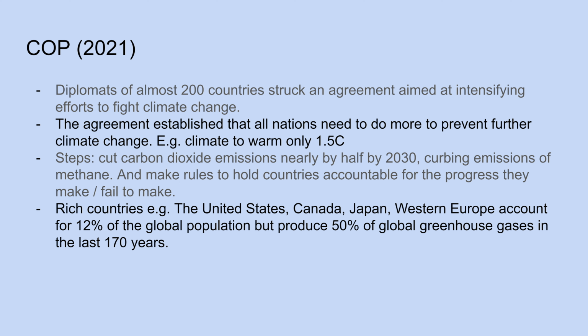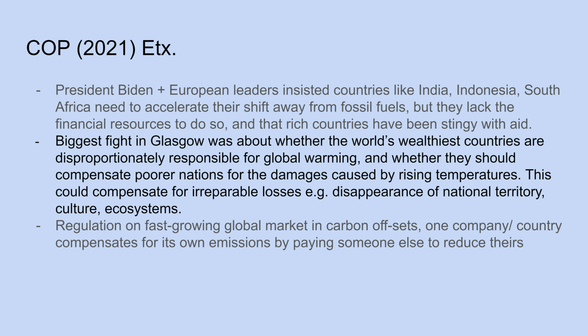The biggest fight in Glasgow was about whether the world's wealthiest countries are disproportionately responsible for global warming, and whether they should compensate poorer nations for the damages caused by rising temperatures. This could compensate for irreparable losses such as the disappearance of national territory, culture, and ecosystems, and regulation of fast-growing global markets in carbon offsets. One company or country compensates for its own emissions by paying someone else to reduce theirs.